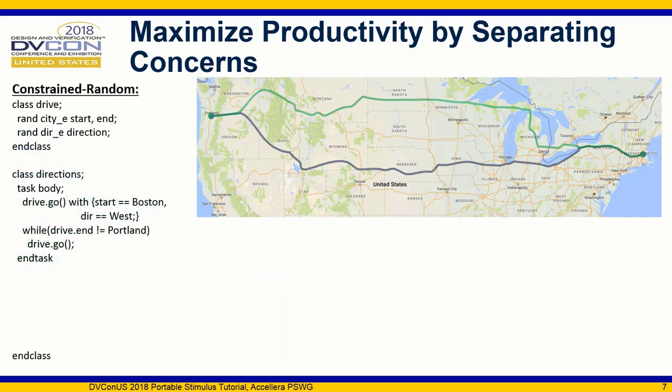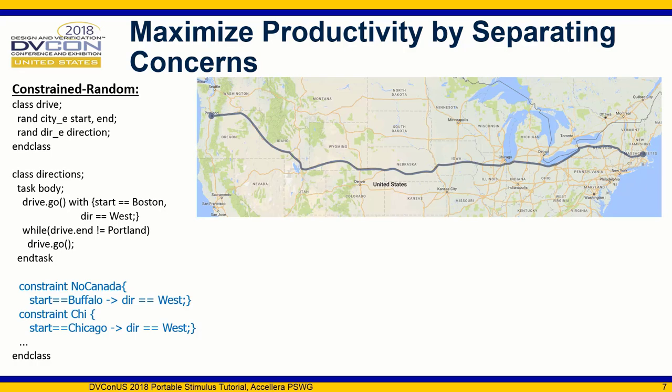So now what I might have is a class that says I'm going to drive. I have a start point and an end point and a direction. And so when I start my trip, I'm going to start in Boston. I'm going to drive west until I get to Portland. That's not too bad, right? The nice thing about this is I might decide ahead of time that I don't want to go to Canada, so I can just build that right in, and everything's good. So now I can get going.